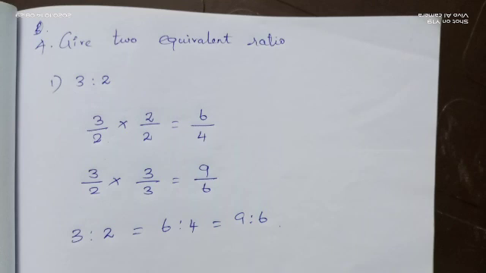We find two equivalent fractions. We should convert them into ratio, that is 3 is to 2 is equal to 6 is to 4, that is equal to 9 is to 6. So we find the equivalent ratio for 3 is to 2. Again we want to find other two sums also.